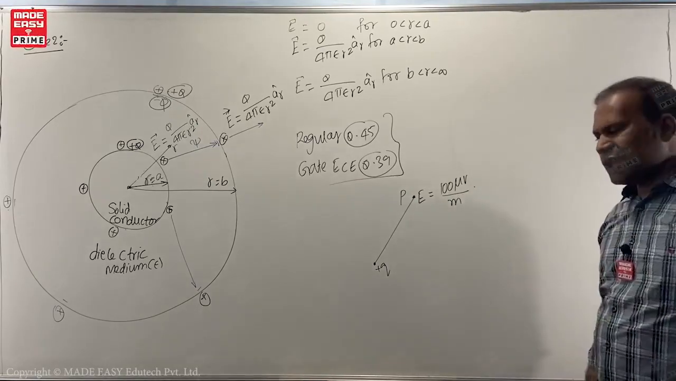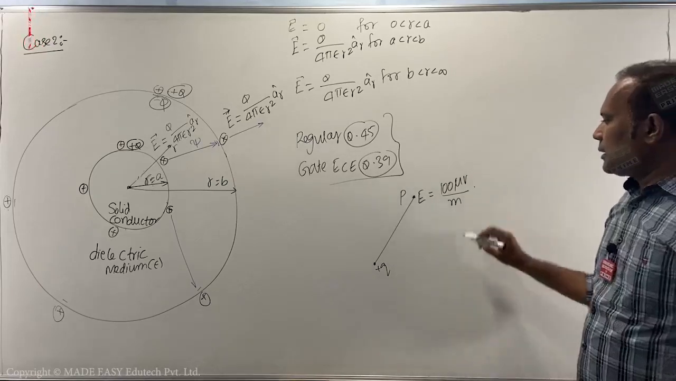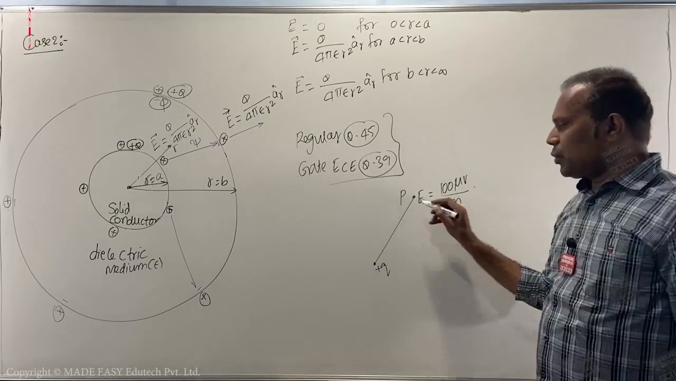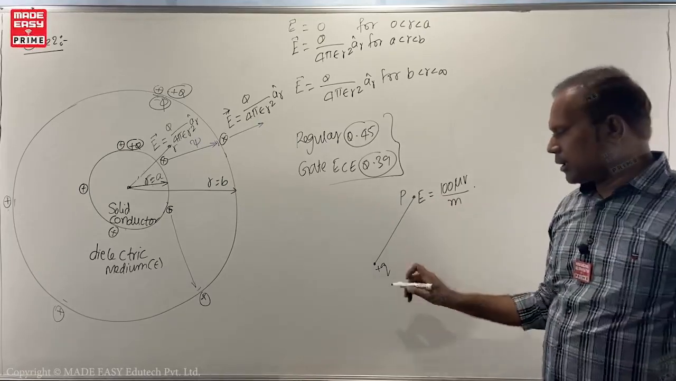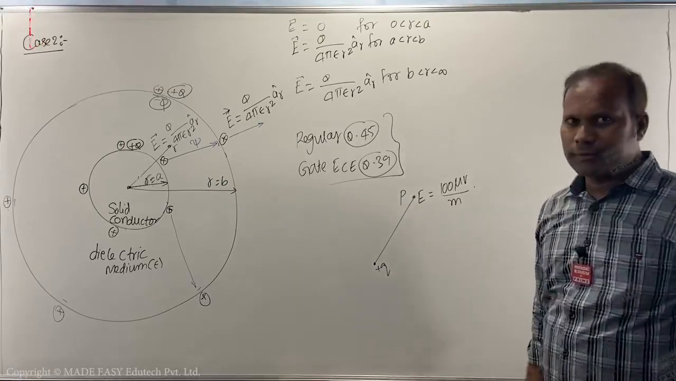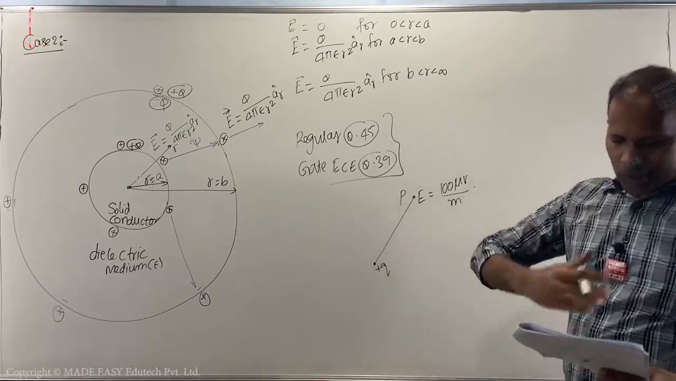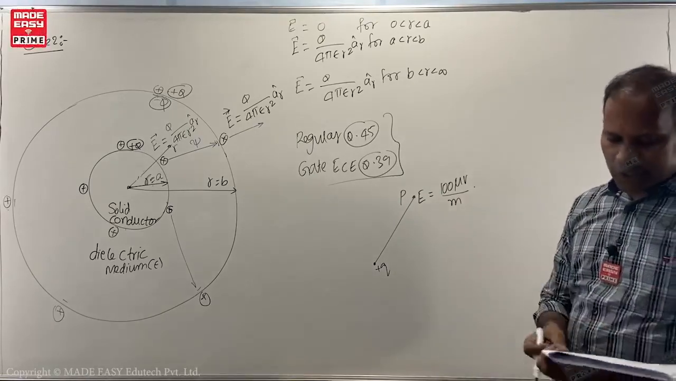Now, first I am asking a question. This 100 microvolt per meter electric field is generated due to which source? Answer: due to the Q charge source. That is the answer. Okay, if you know that, now let us go ahead with the question.